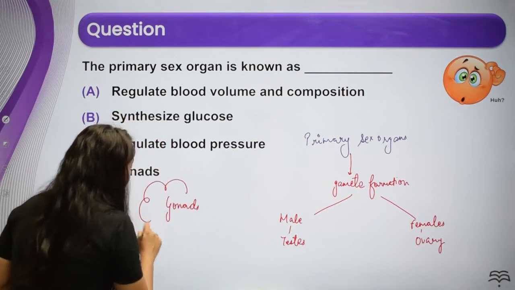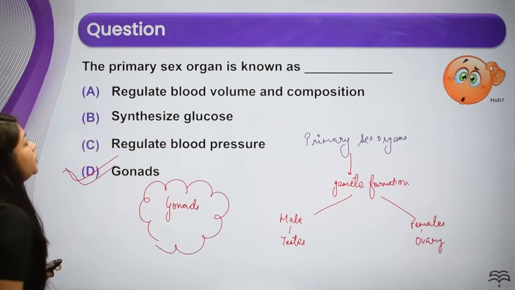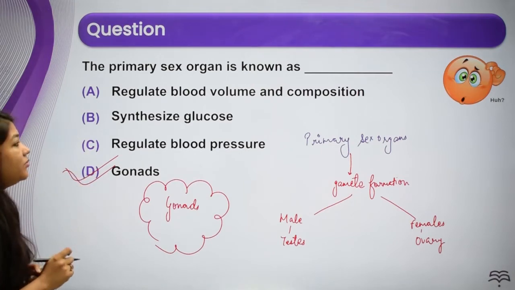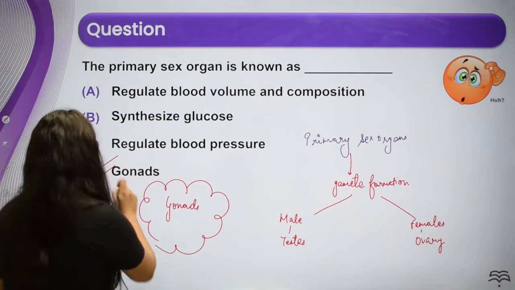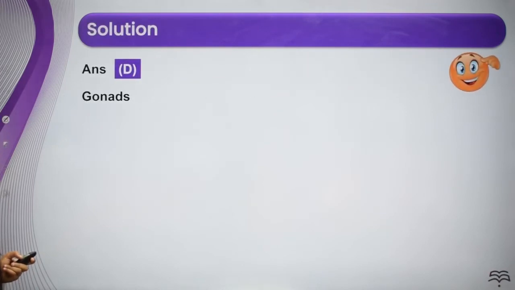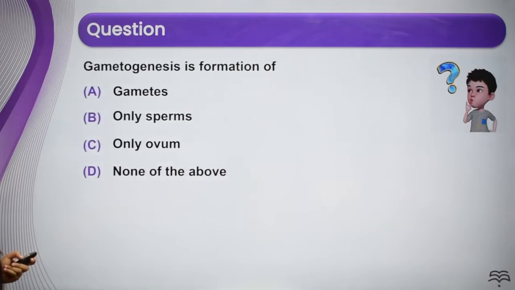ठीक है, क्या बोलते हैं इनको? Gonads बोलते हैं. Answer, gonads. Primary sex organ is known as gonads. Regulate blood volume and composition, no. Synthesize glucose, no. Regulate blood pressure, no. Answer is clear, gonads. All right, moving on to the next question.